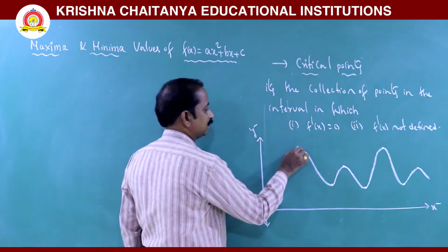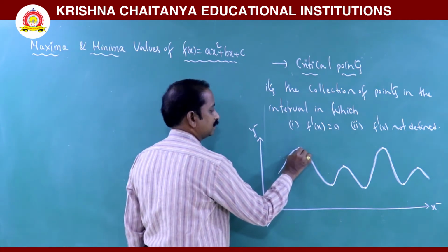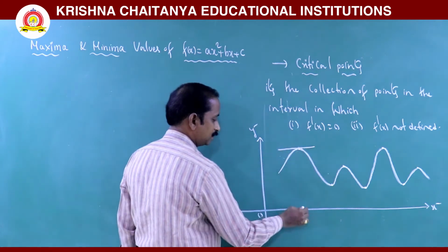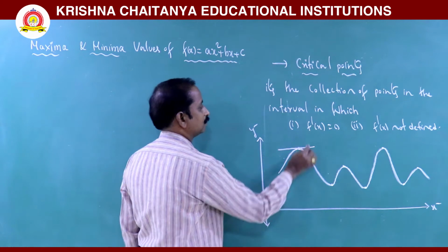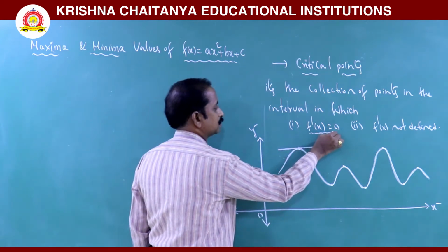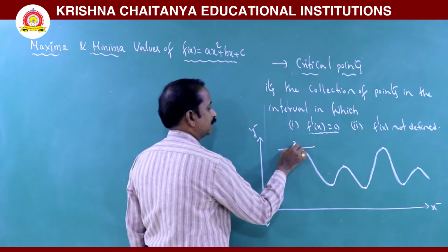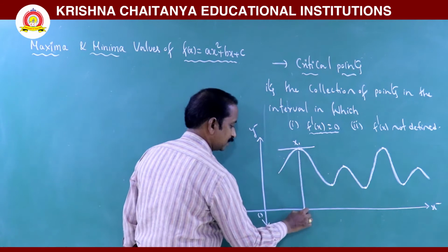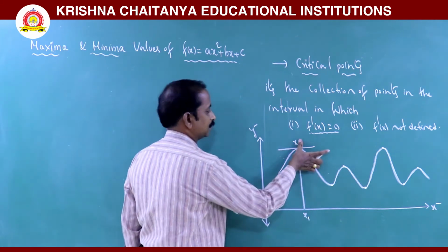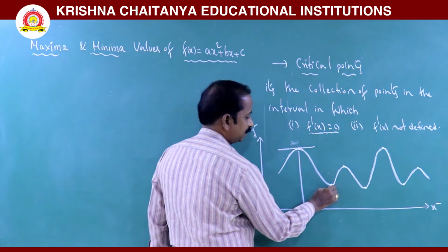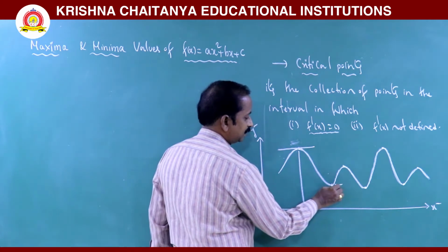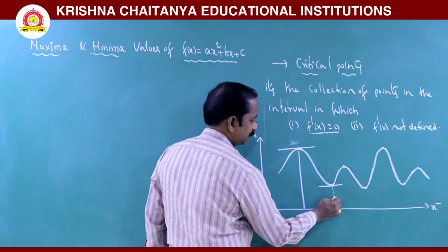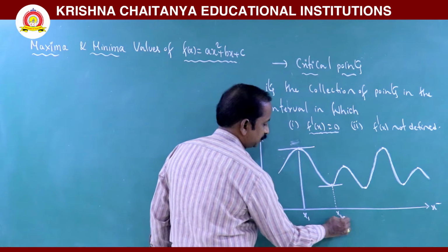Now, at this point we can draw a tangent line. That tangent line is parallel to the x axis. So, f dash of x should be 0. We consider this point as x1. At this point it is nothing but x1. Now, consider this point, where we can also draw a tangent line. This tangent line is parallel to the x axis. Consider that point as x2.